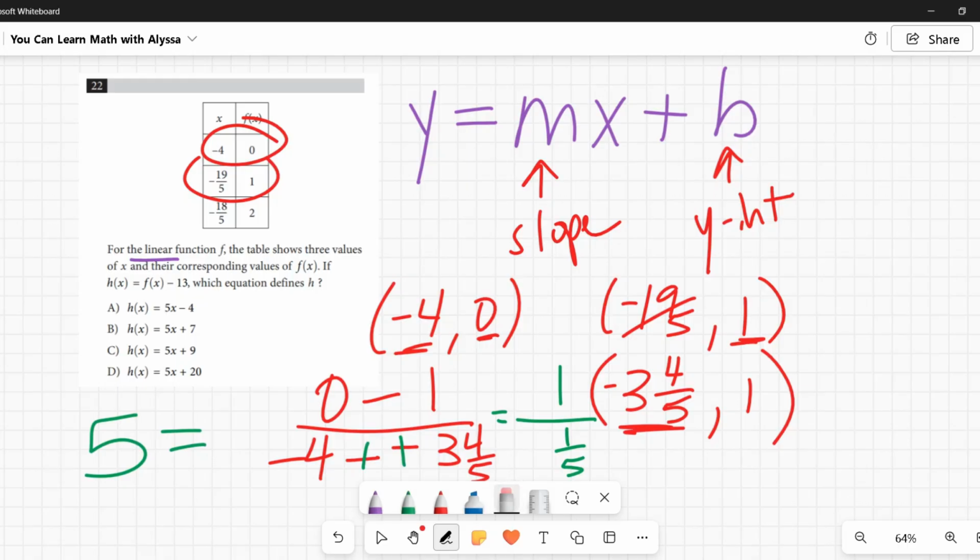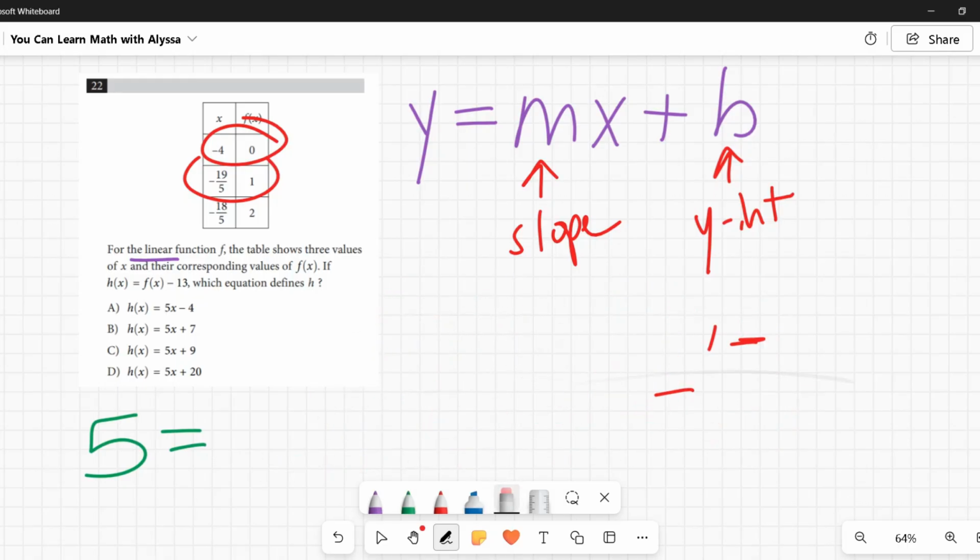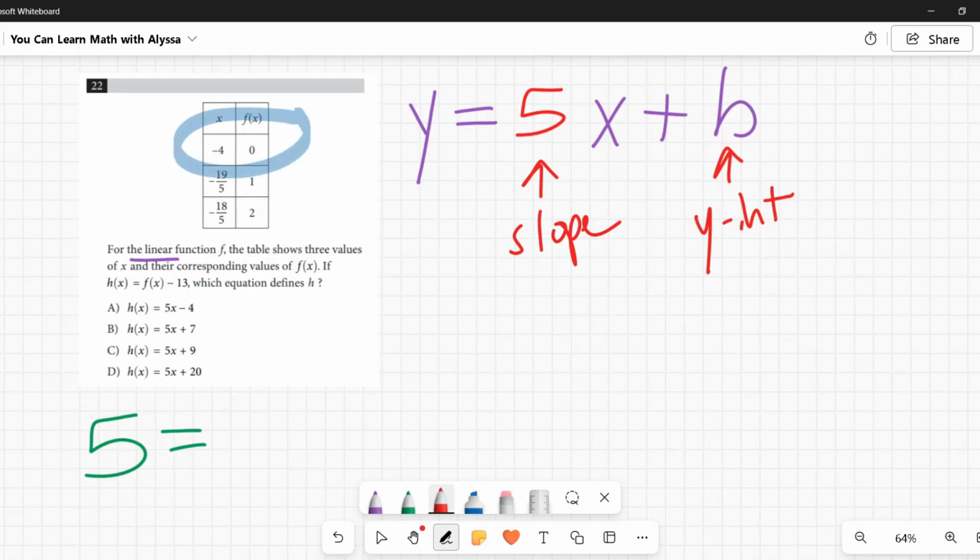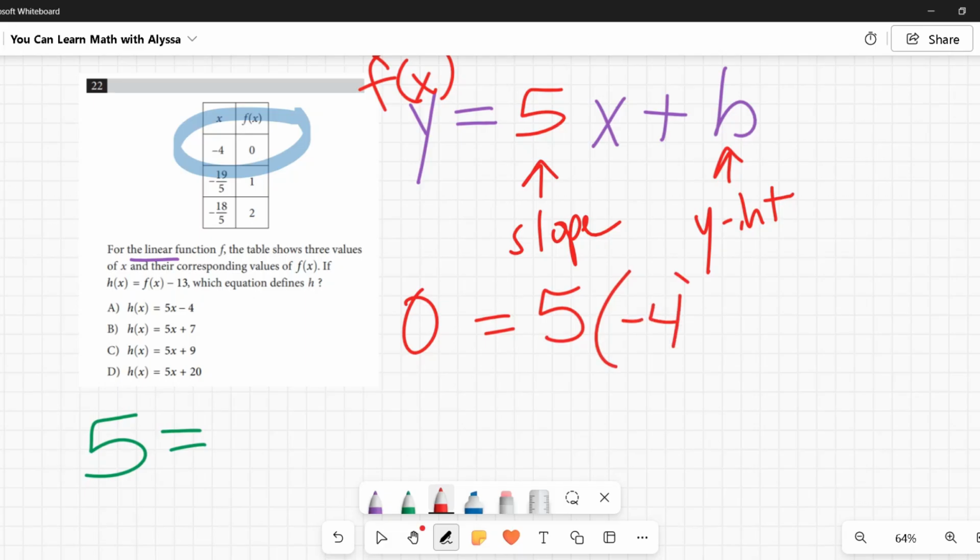All right, so now I know in my original equation up here that my slope is 5. Now I need to know what my b is, so I plug in any of these points over here on the left. I'm going to use that top one again, so that my f of x, or y and f of x here are interchangeable for the purposes of this problem. So that y, or f of x, is 0. Then I have 5 times my x, which is -4. And we still have that b. I'm just plugging in the y, or f of x, the x, and I'm going to solve for that b.